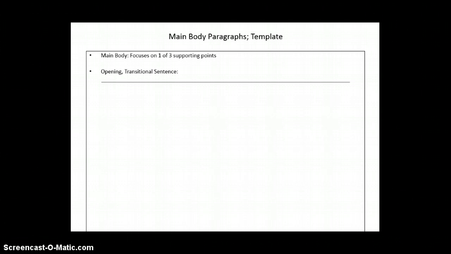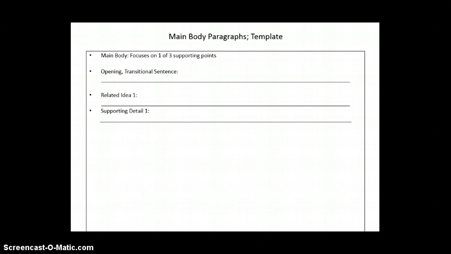The template for your main body paragraphs, the three that you will use, will look like this. Obviously, you'll have an opening transitional sentence, one that transitions in from the last paragraph. And you'll have your first related idea, the one that will be used to further develop the supporting point you're focusing on in this paragraph. And then, of course, it will have supporting detail.